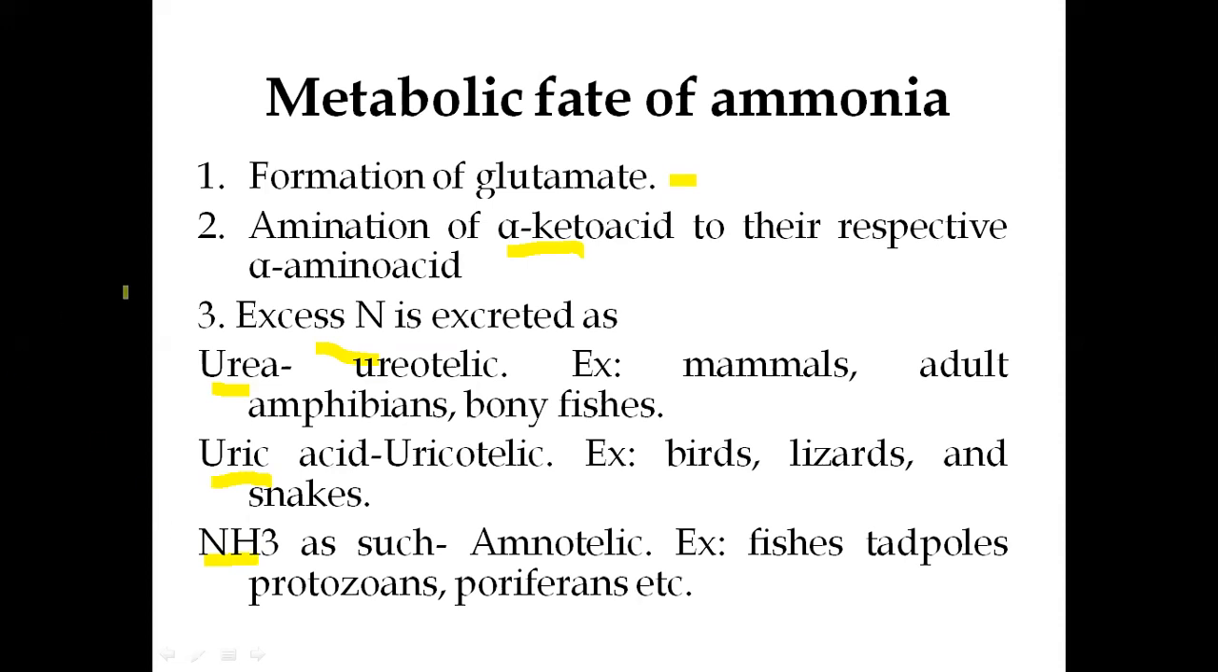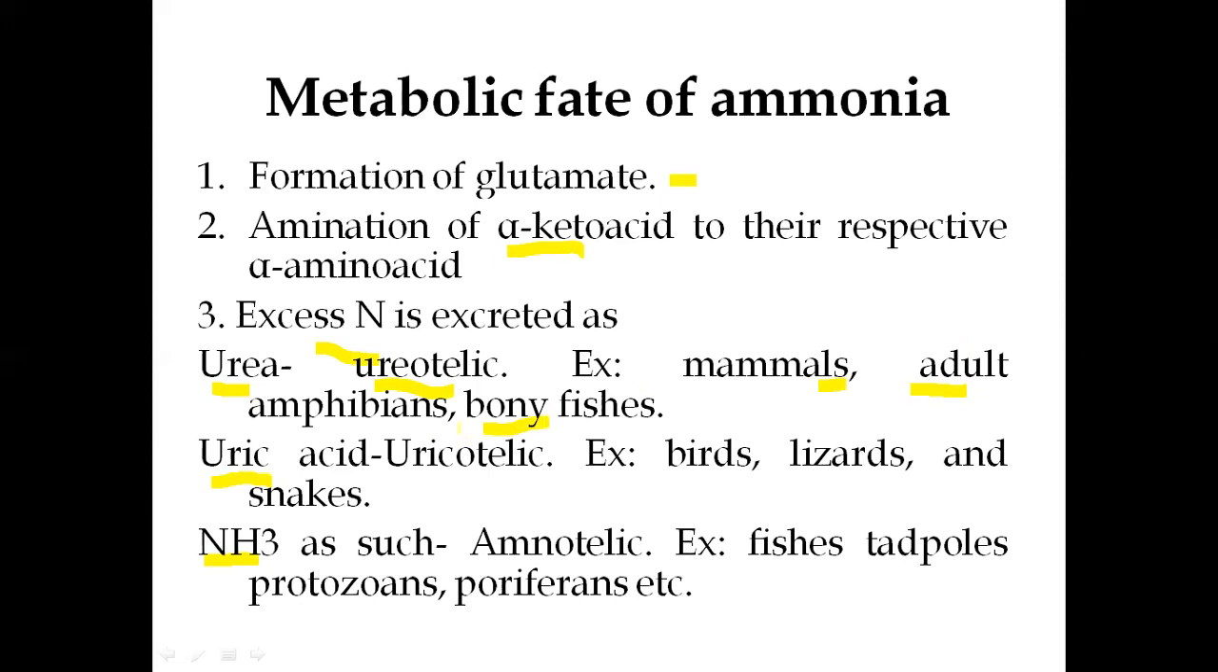Organisms that excrete the nitrogen in the form of urea are called ureotelic organisms. Examples include mammals, including human beings, adult amphibians. You should pay attention here. Adult amphibians and bony fishes excrete excess nitrogen as urea. They are called ureotelic organisms.